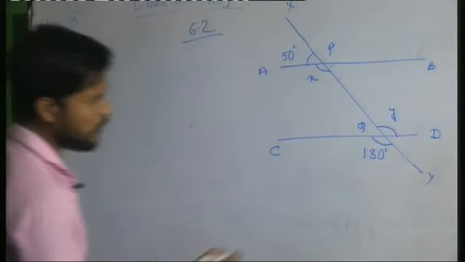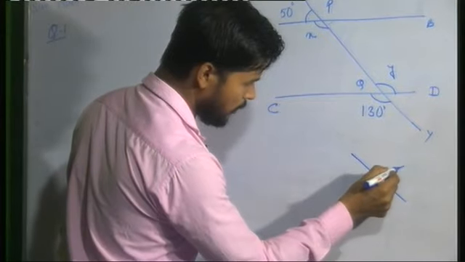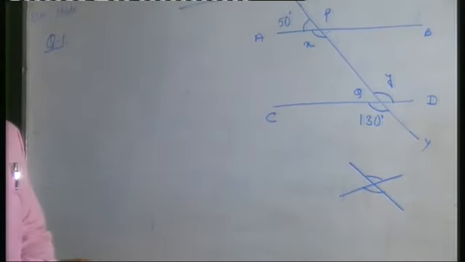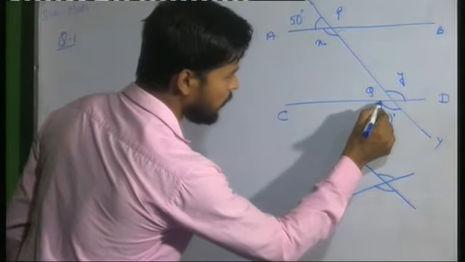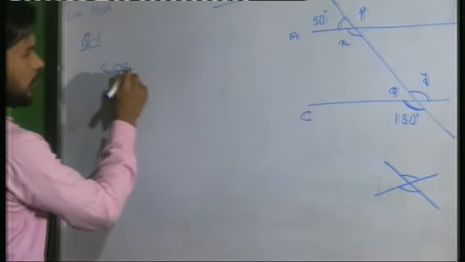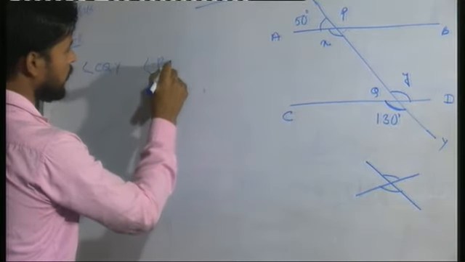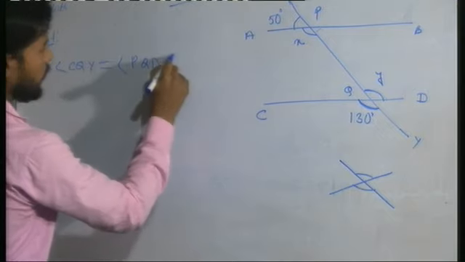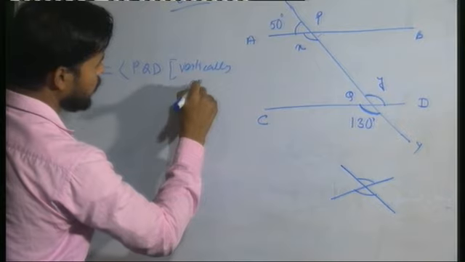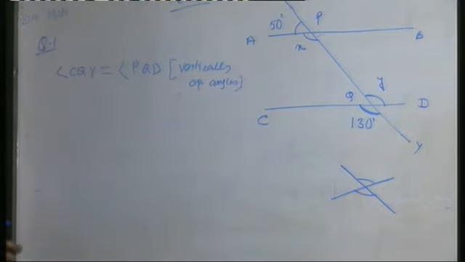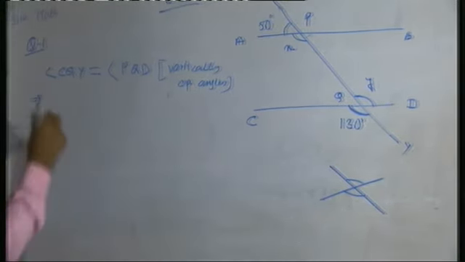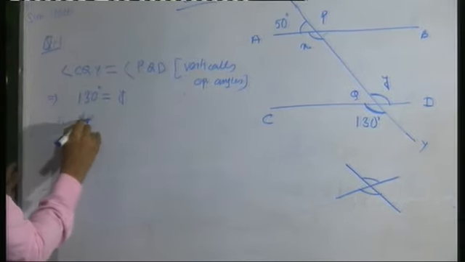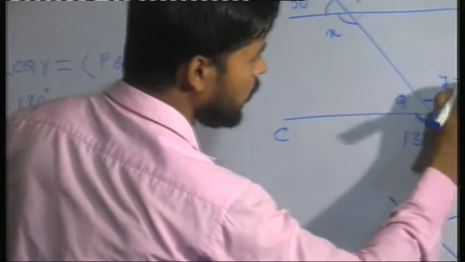I told you the definition of vertically opposite angles: when two lines intersect each other, these two angles are vertically opposite angles, and vertically opposite angles are always equal. Now angle CQY and angle PQD are vertically opposite angles, so they are equal. That means the value of angle CQY is 130 degrees, which is equal to y. So the value of y is 130 degrees.